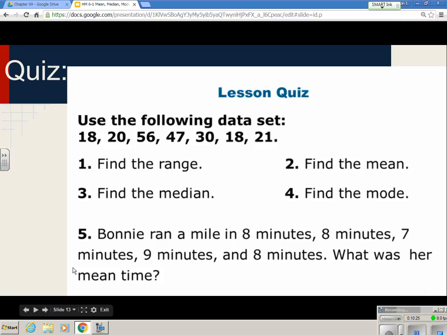And here's your quiz. 5 questions. The first 4 are all using that data, and number 5 has its own stuff. All right, good luck. Show your work, and we'll see you next time.